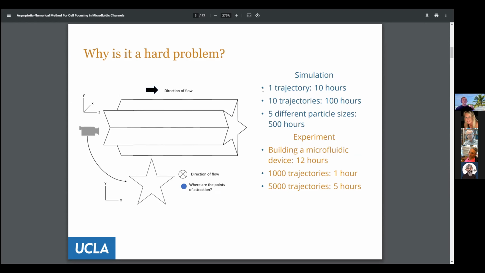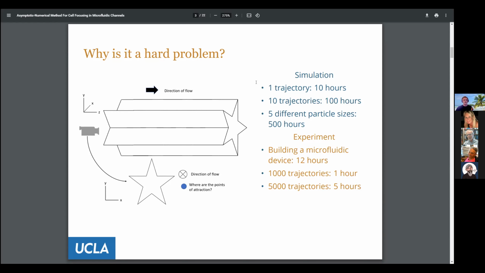If you wanted to simulate this using a straight-up Navier-Stokes solver hooked up to particle motion, just getting one trajectory of one particle could take up to 10 hours, because it's a nonlinear problem with a complicated constraint that you have to abide by. It just takes a really long time to solve. So if you wanted to try particles of different sizes coming in from a bunch of different places, the scaling gets bad really quickly.